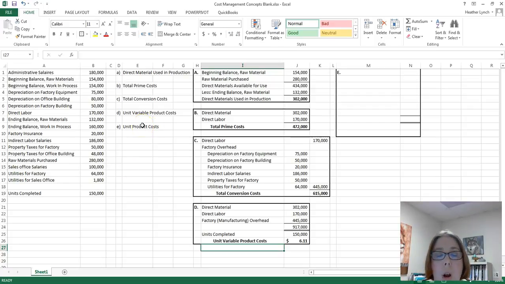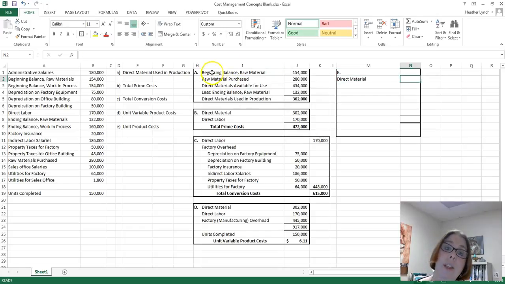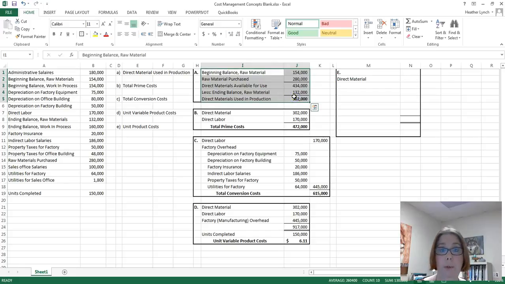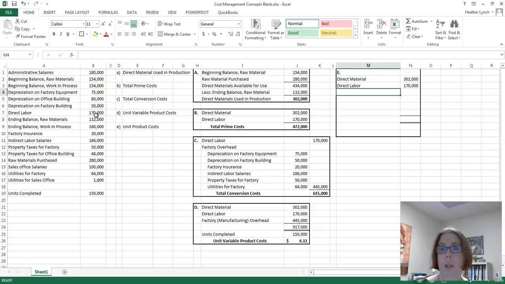Now the other thing I want to do real quick is a unit product cost. In order to do a unit product cost, you need to do a statement of cost of goods manufactured. There is a video out there, so I'm just going to do a very basic one. I'm not going to have all the details in there. I'm going to do my direct material. If you were doing your statement of cost of goods manufactured, there's your direct material portion. Your direct labor, that we know, is $170,000.